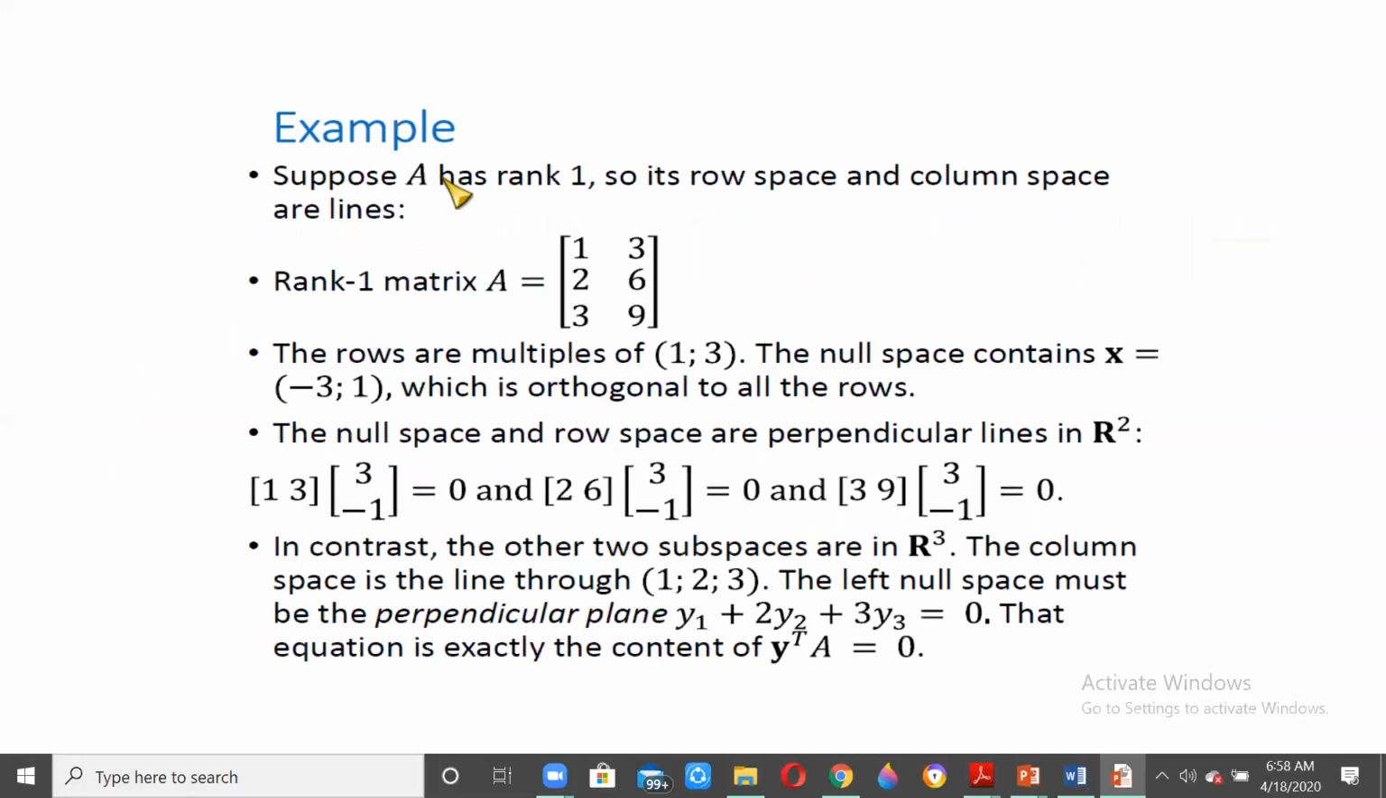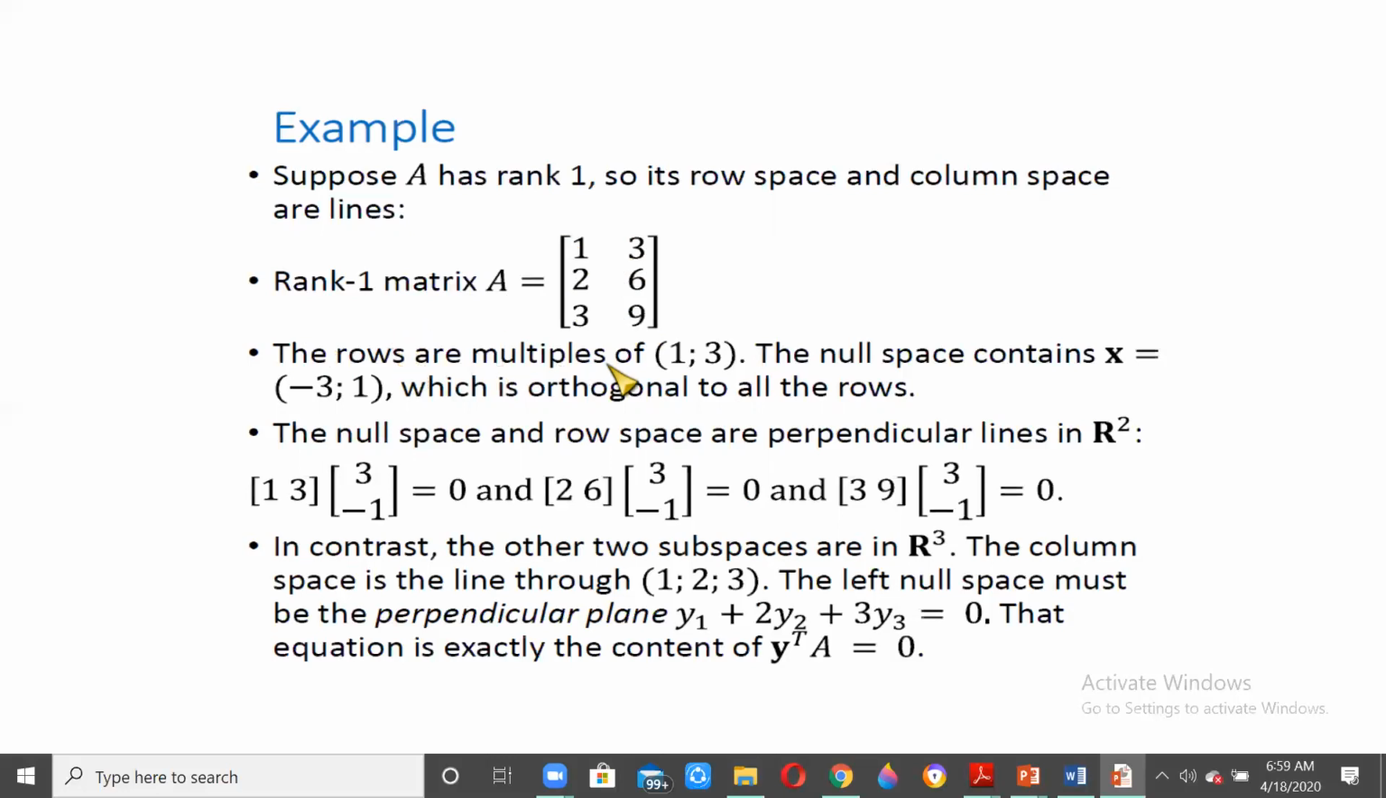Let us take an example for the same. Suppose A has rank 1, so its row space and column space are lines. Rank 1 matrix A will be 1, 2, 3 and 3, 6, 9. The reason matrix A has rank 1 is that the second column is a multiple of the first column. Also, the second row and the third row are multiples of the first row. So they are dependent. The rows are all dependent and the columns are all dependent. Therefore, the rank of the matrix is only 1.